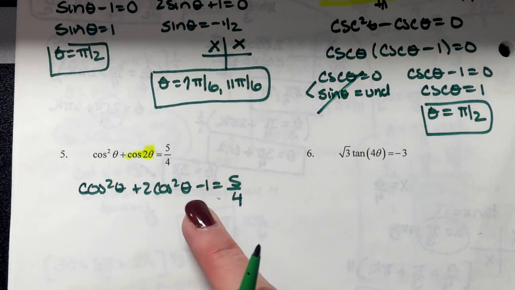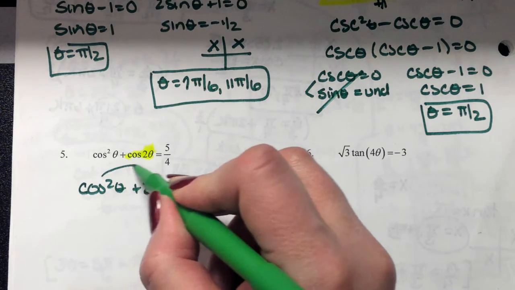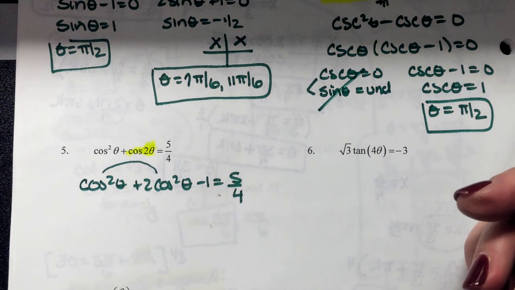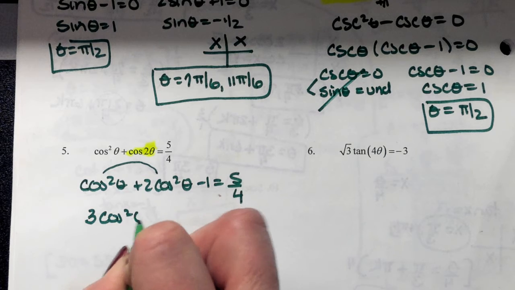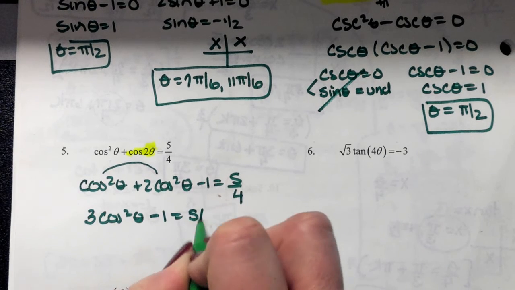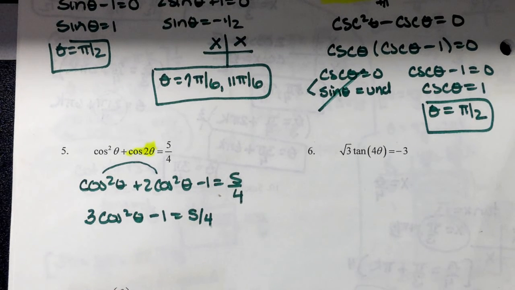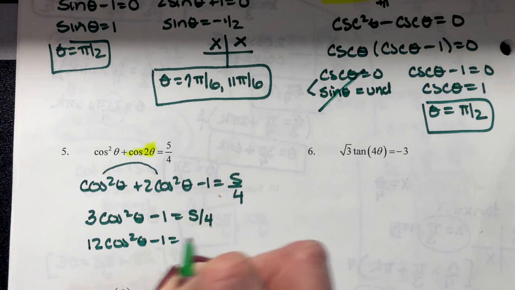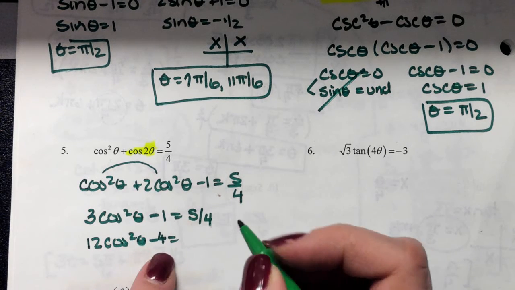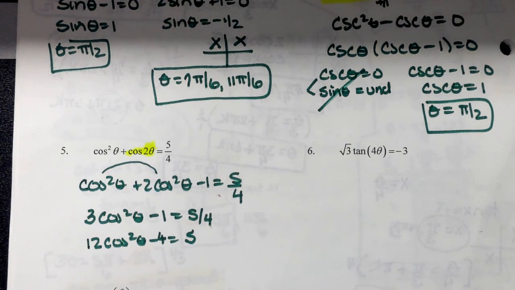Then I can do what? I can combine. These are like terms. So what's cosine squared plus 2 cosine squared going to give you? 3 cosine squared theta. Any thoughts on what you want to do next? If you want to get rid of the fraction in the equation, you can multiply everything by 4. So I'll give you 12 cosine squared theta minus 1 is minus 4. Don't forget to multiply the 1 by 4, is equal to 5.